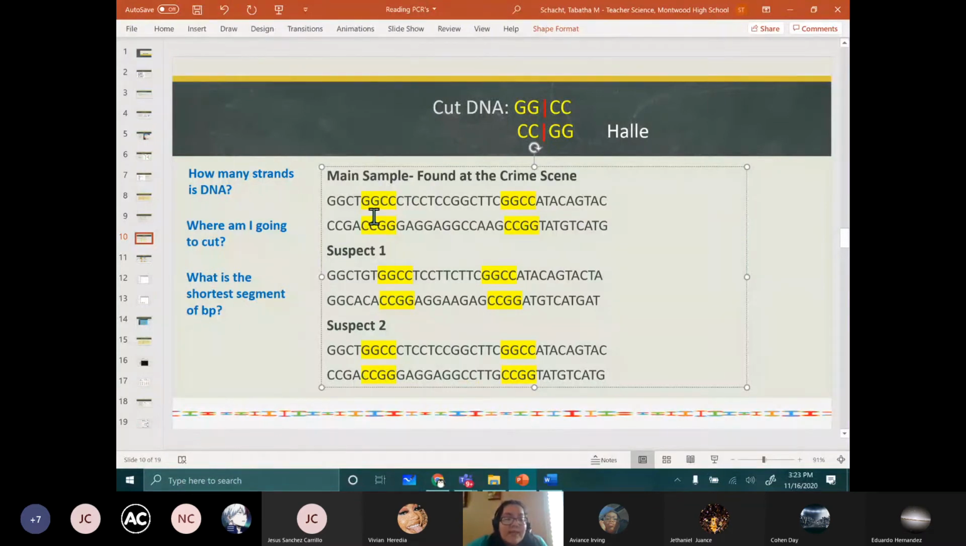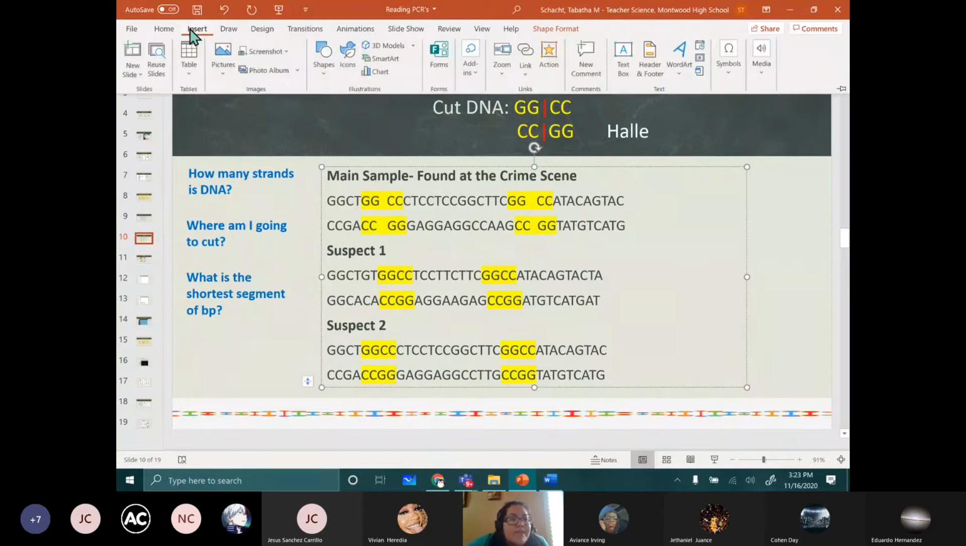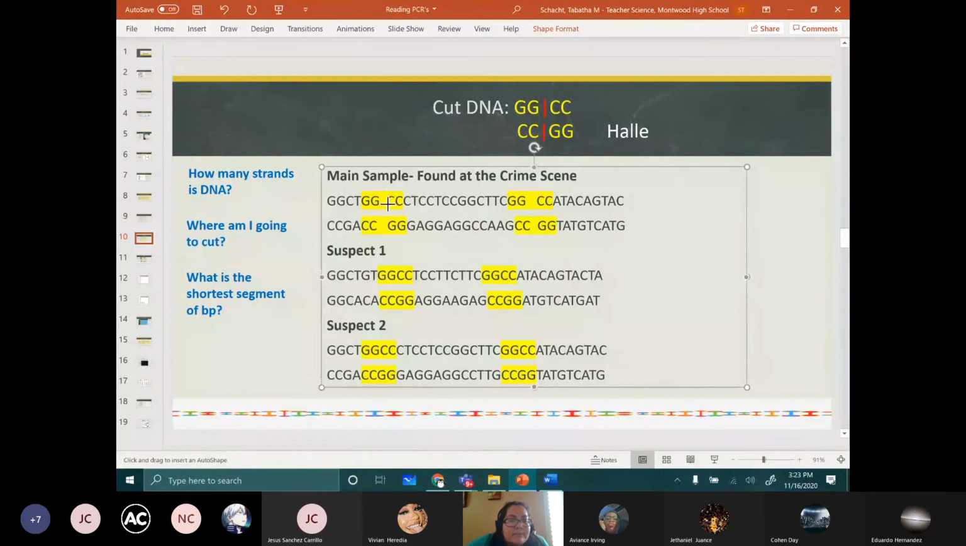Now I have to make my cuts. And in real life, the restriction enzyme literally cuts the DNA, but on a piece of paper like this, you want to show a cut using either a space like this, or you can add a line. Let me show you guys what I mean by a line. So you could go to insert and a shape. So you can either add spaces or you can add a line, whichever one you prefer. It is up to you.